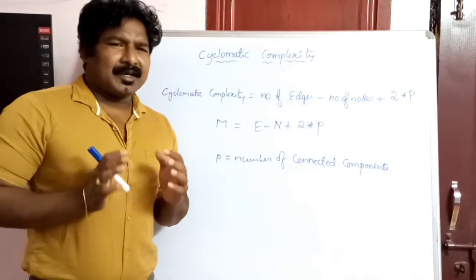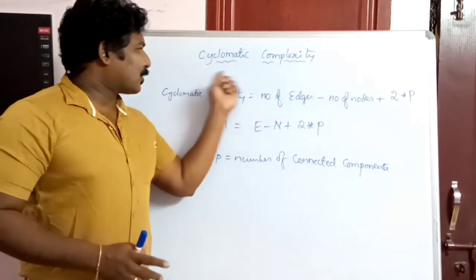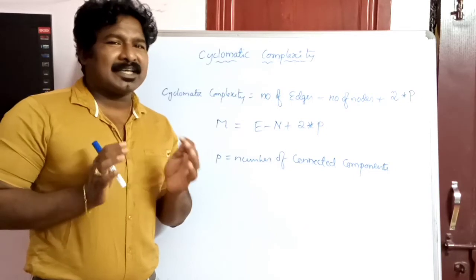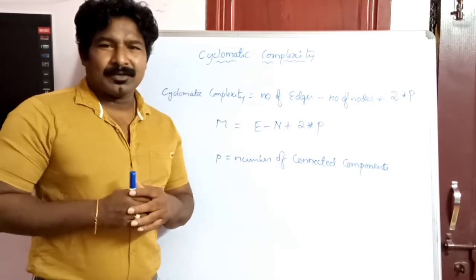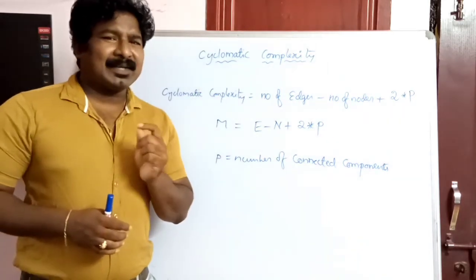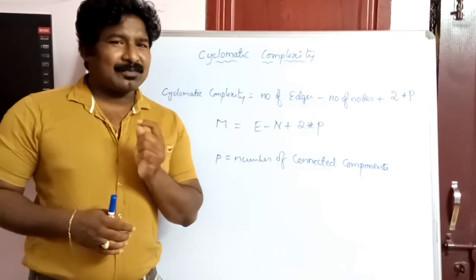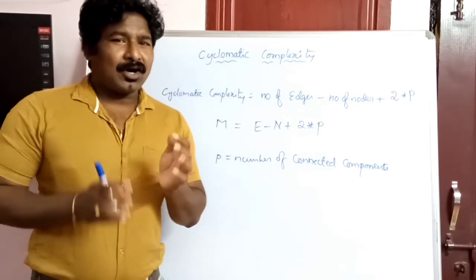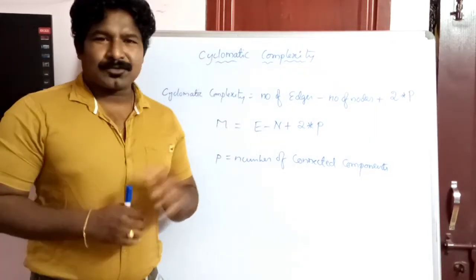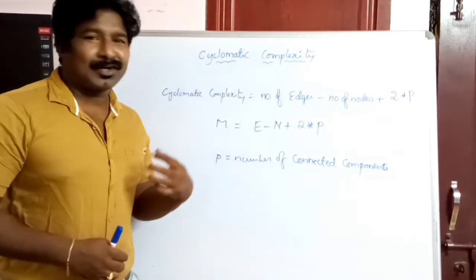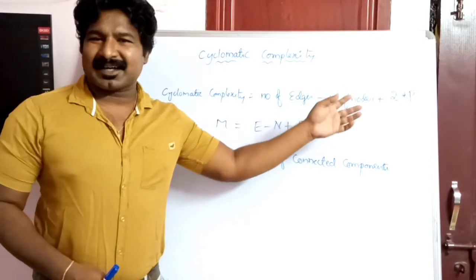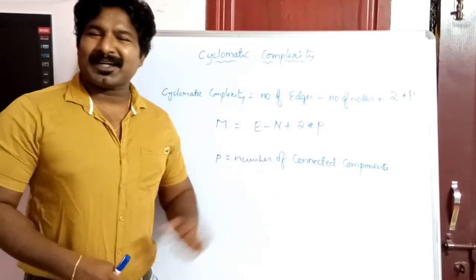Hi friends, in software there is a metric called cyclomatic complexity. What do you mean by cyclomatic complexity? Cyclomatic complexity will give you the complexity of a program. It is a software metric that will give a quantitative value of how complex your program is. How do you find out the cyclomatic complexity? To find it, we use a formula: number of edges minus number of nodes plus 2P, where P is the number of connected components.